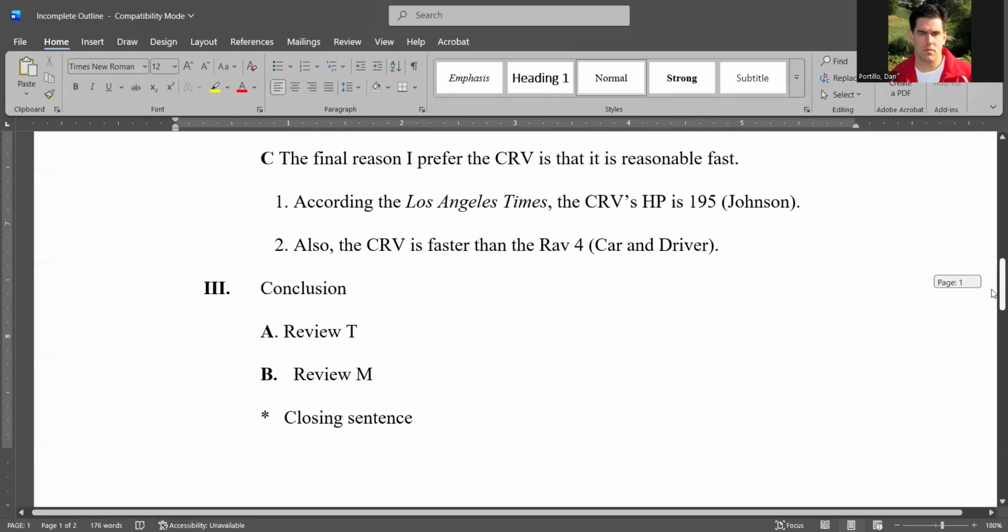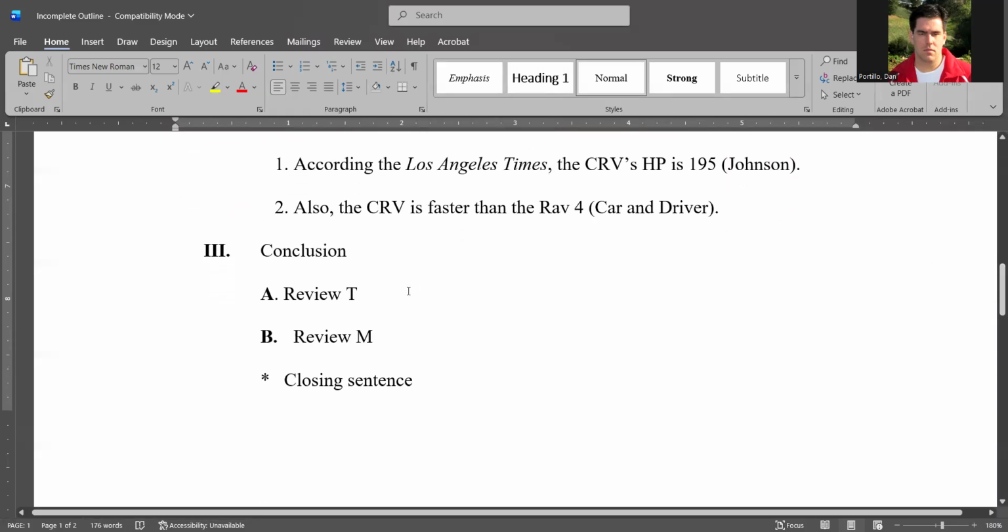And then you get to the conclusion. The good thing about the conclusion is it's the easiest because you're just reviewing. You're not adding new information. You review the thesis and you review the main ideas, and then you're done. And I want to show you a little trick there.